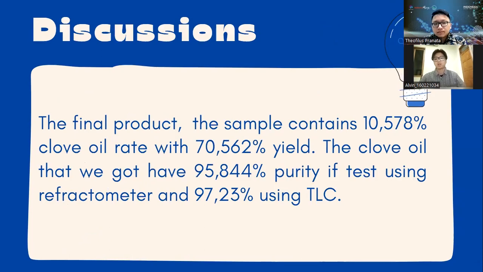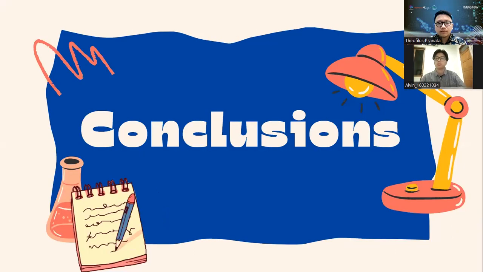The final product, the sample contains 10.578% clove oil rate with 70.562 yield. The clove oil that we got have 95.844% purity if tested using refractometer and 97.23% using thin layer chromatography.